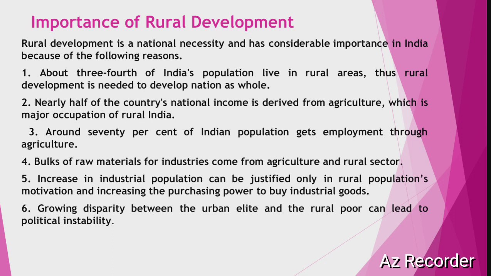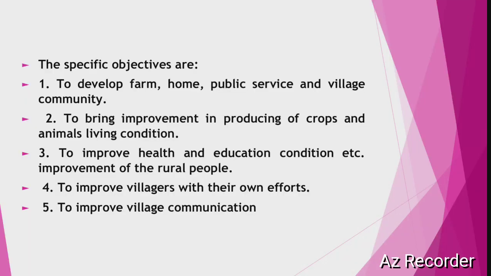Fifth, increase in industrial production can be justified only by rural population's motivation and increasing the purchasing power to buy industrial goods. Next and last one, growing disparity between the urban elite and the rural poor can lead to political instability. The main four objectives of rural development are to develop farm, home, public service, and village community.